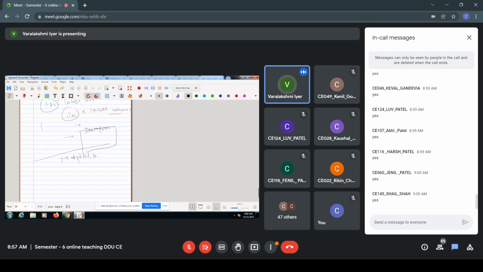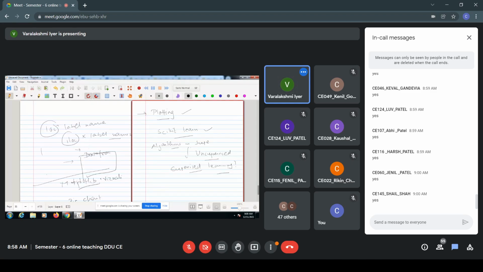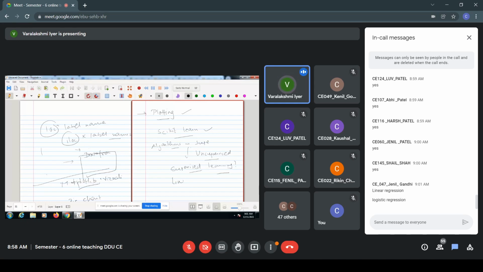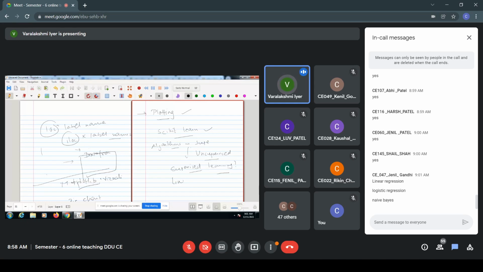Then the last part I want to discuss is scikit-learn. We discussed algorithms, various algorithms, supervised and unsupervised learning. Any algorithm that you can recall in supervised learning, any algorithm name? Yes, linear regression. This is one of the supervised learning algorithms, and also logistic regression. Unsupervised learning, any algorithm name?